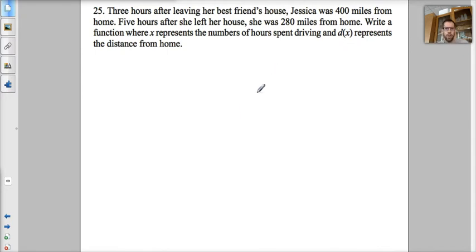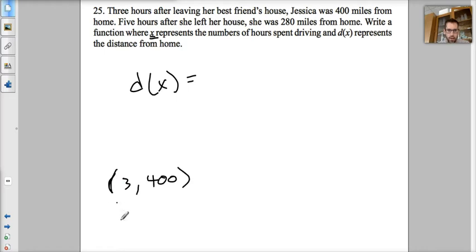3 hours after leaving her best friend's house, Jessica was 400 miles from home. 5 hours after she left, she was 280 miles from home. Write a function where x represents the number of hours spent driving and d of x represents distance. So I'll say d of x equals. And I've got 2 points of interest, right? X is hours. So my first x coordinate is 3 hours, and 400 miles is my y coordinate. Then my other point of interest is 5 hours and 280 miles.